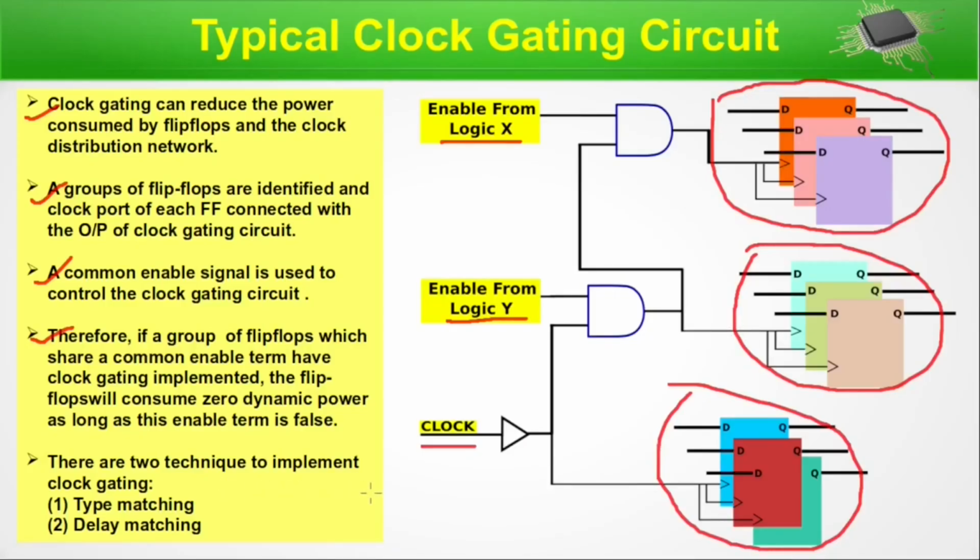There are 2 techniques to implement clock gating. One is type matching, another is delay matching. This is a general circuitry for a typical clock gating circuit. Now we will see what are type and delay matching clock gating.